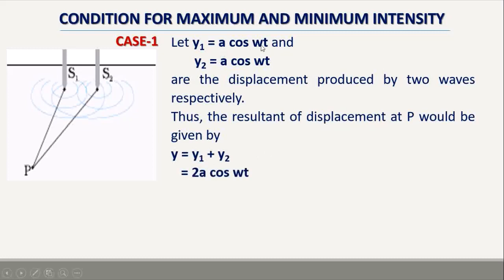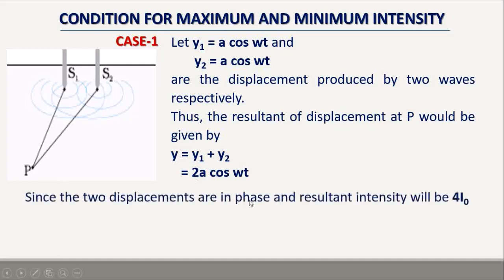If you add A cos omega t and A cos omega t, then you get 2A cos omega t. So the resultant displacement has been increased. It indicates that at point P there is constructive interference, and at point P you are getting a maximum intensity. So you have to find out the amount of intensity using this formula. We have studied this formula in the earlier slide.